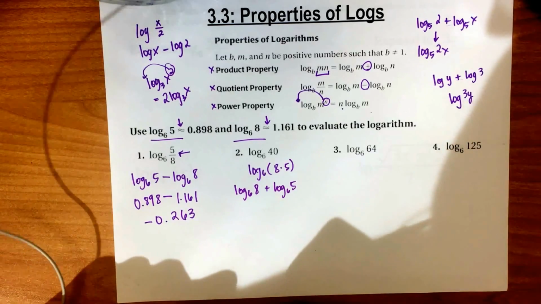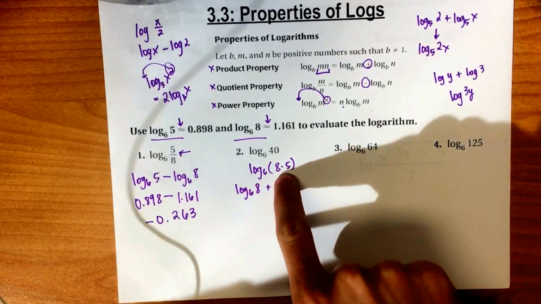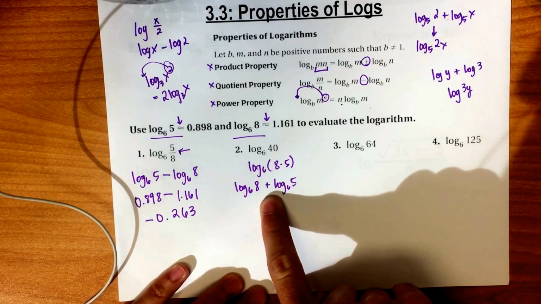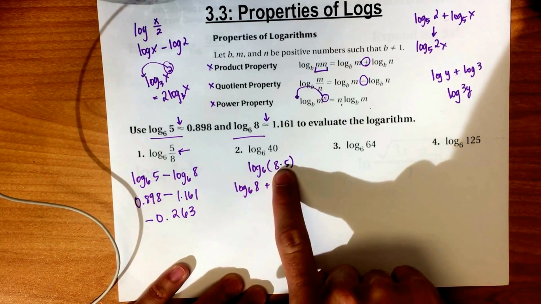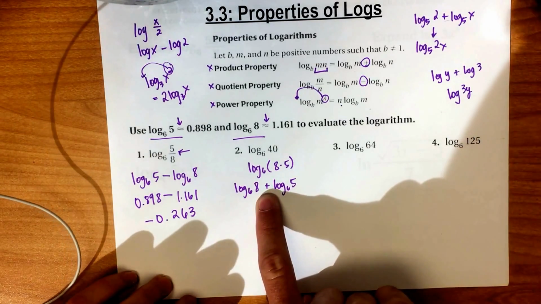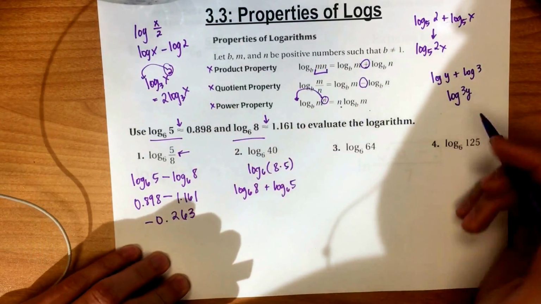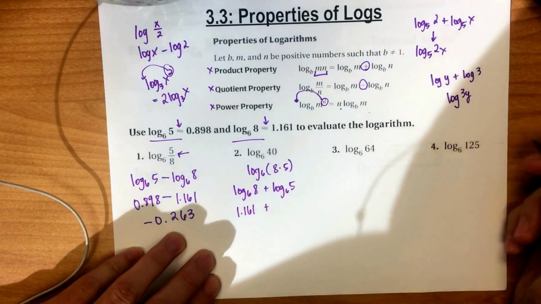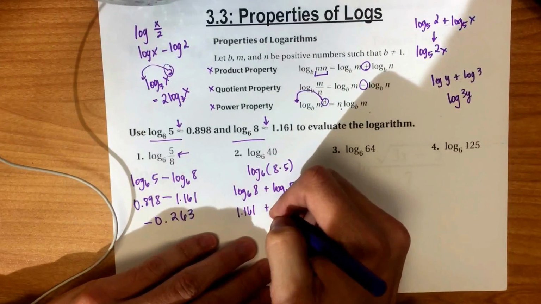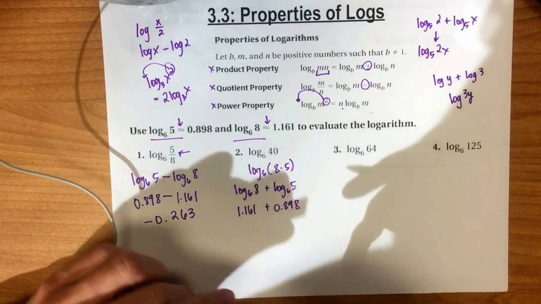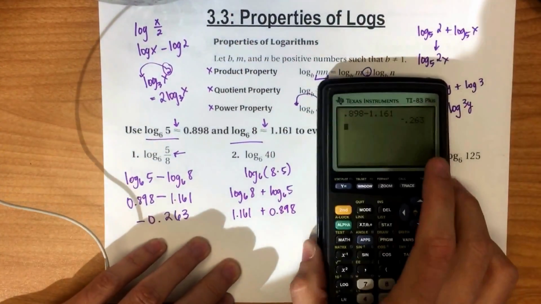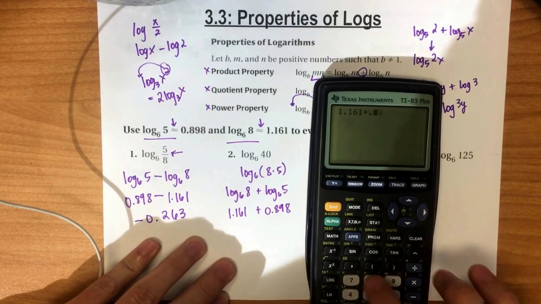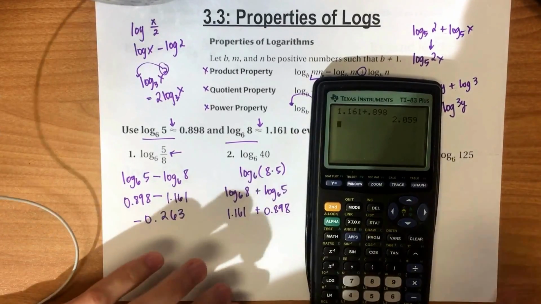Now here's the biggest mistake that happens with students. They see that the 8 and the 5 are multiplied, and so when they break the logs apart, they keep it as multiplication. So please keep in mind that when you break the multiplication apart, you're actually breaking it into addition. So you're going to take the 2 decimal values you have. Log base 6 of 8 is 1.161, and this time you're going to add them together. Log base 6 of 5, 0.898. So once I have those 2 approximate decimal values, all I'm going to do is add them together in my calculator. And I get 2.059.